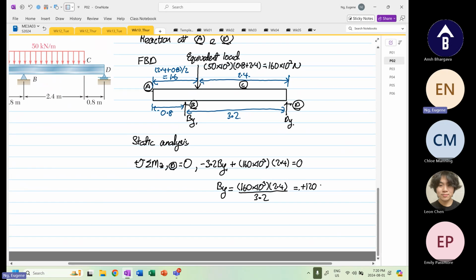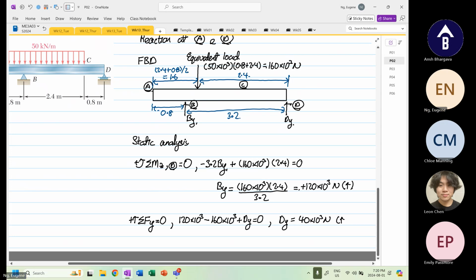Positive means your answer is correct, or the direction is correct. Okay, so it's pointing upwards. So from here, the next thing we will do, positive is going up, is the summation of forces in the y direction is equal to 0. Okay, so you have By 120 minus the equivalent load, which is 160, plus Dy, the whole thing is equal to 0. From here, we found that our Dy is equal to 40 times 10 to the power 3 Newton. Okay, so you have these two values.